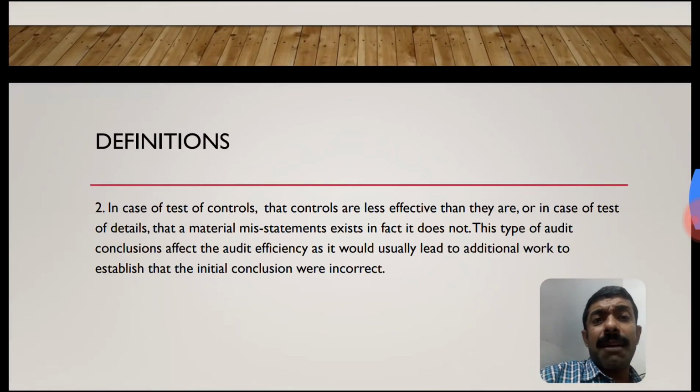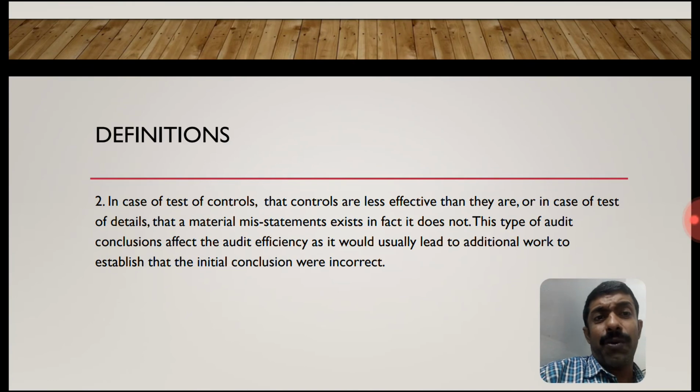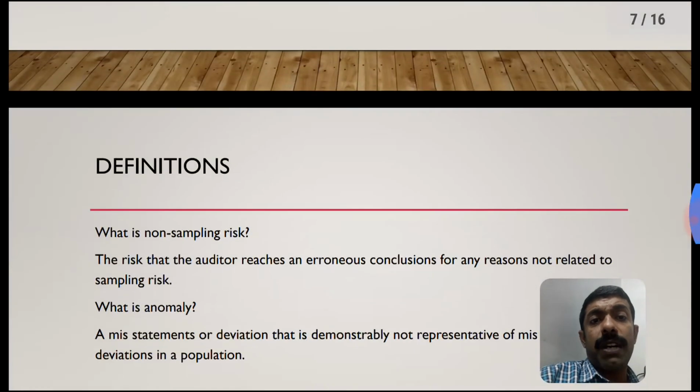And case number 2: in case of test of controls, that the controls are less effective than they are, or in case of test of details, that a material misstatement exists when in fact it does not really exist. This type of audit conclusion affects audit efficiency, as it would usually lead to additional work to establish that the initial conclusions were incorrect. Let us move into the definitions again.